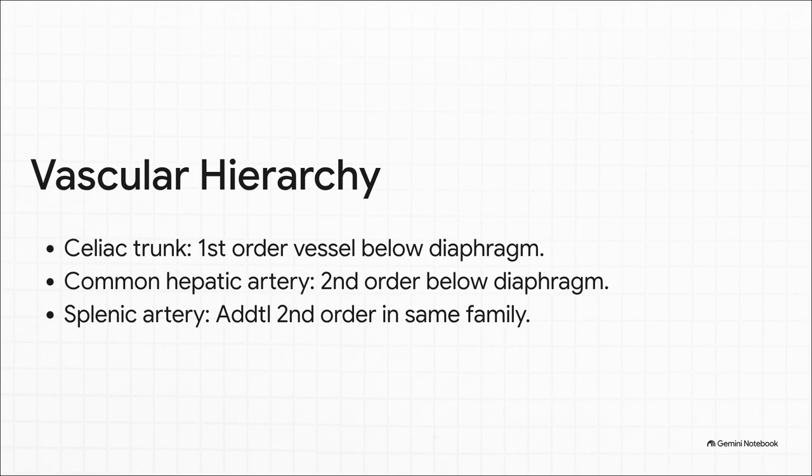But our physician didn't stop there, right? They kept going and advanced into the common hepatic artery. That move makes the common hepatic a second-order branch also below the diaphragm. But wait, remember Step 4. The physician withdrew and then steered the catheter into the splenic artery. Now that splenic artery represents a second or additional second-order branch. And here's the kicker. It lives within the exact same celiac family as the hepatic artery.